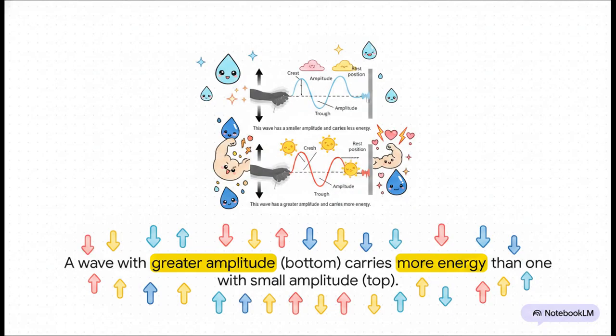On the left, a little bit of energy gives you a wave with a small amplitude. On the right, you pump in a ton of energy, you get a wave with a huge amplitude. It's really that simple. It's the difference between a gentle ripple and a massive tsunami. More amplitude, more power. Always.